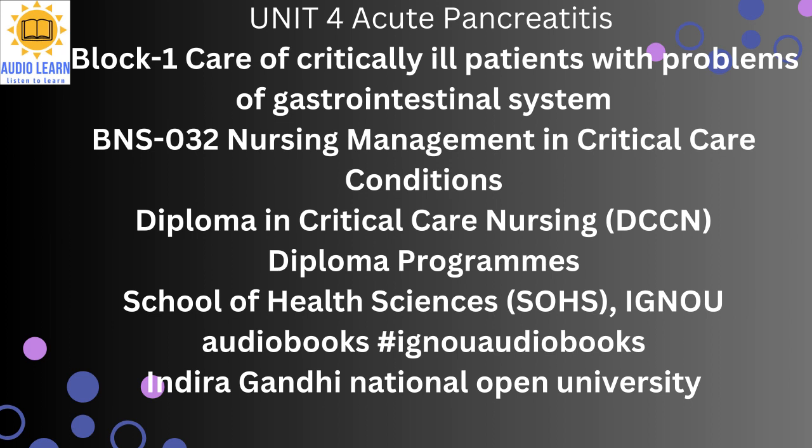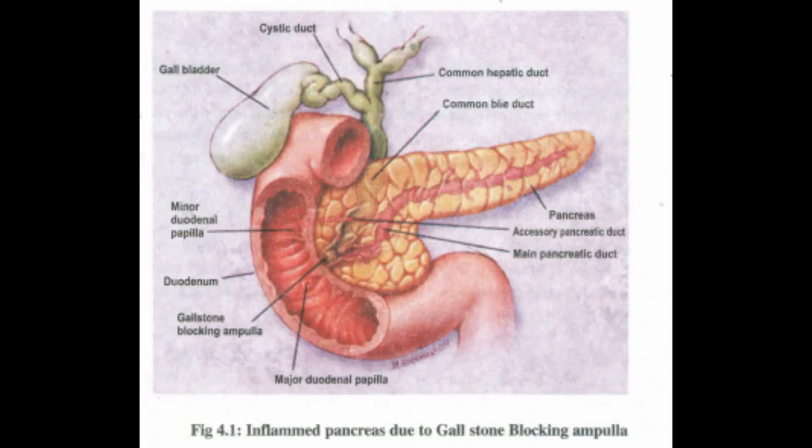4.2 Definition. Acute pancreatitis is an inflammation of the pancreas that occurs suddenly and usually resolves in a few days with treatment. Acute pancreatitis can be a life-threatening illness with severe complications and varies from mild edema to severe hemorrhagic necrosis. The severity of the disease varies according to the extent of pancreatic destruction.